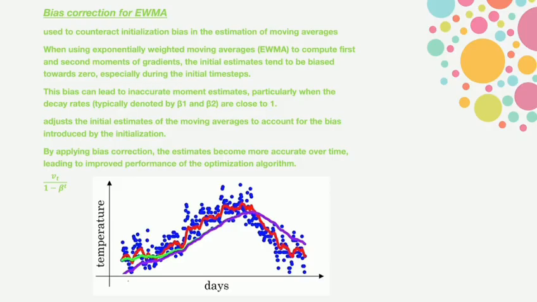However, when using the EWMA to compute the moments of gradients, there can be initialization bias, especially during the initial time steps. This bias can lead to inaccurate moment estimates, particularly when the decay rates are close to 1. So to counteract this bias, bias correction is applied to adjust the initial estimates of the moving average. This helps improve the accuracy of the estimates over time, leading to better performance of the optimization algorithm.